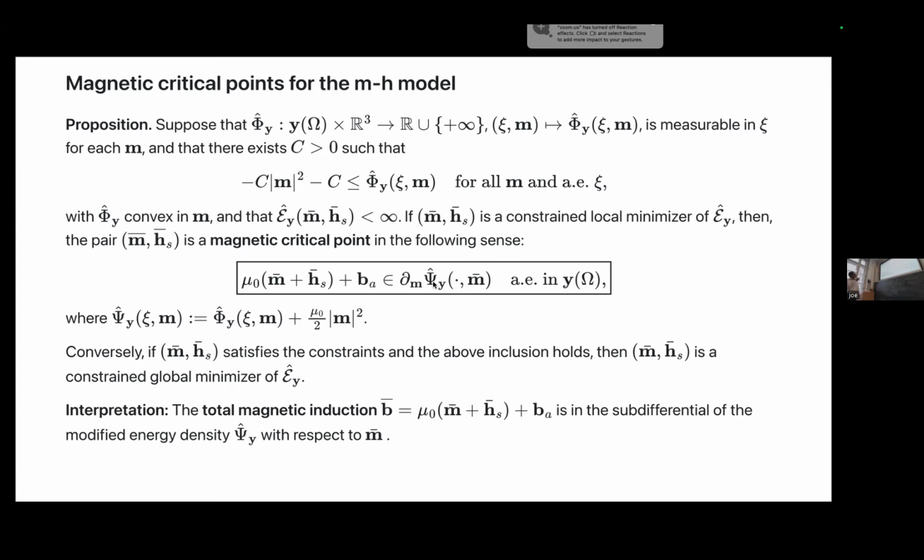But the point is that this notion of stationary point can be lifted up even in cases where the energy is non-convex. This is the point. And there are examples where the energy, instead of being convex, is concave, for example. And the problem is still well posed.